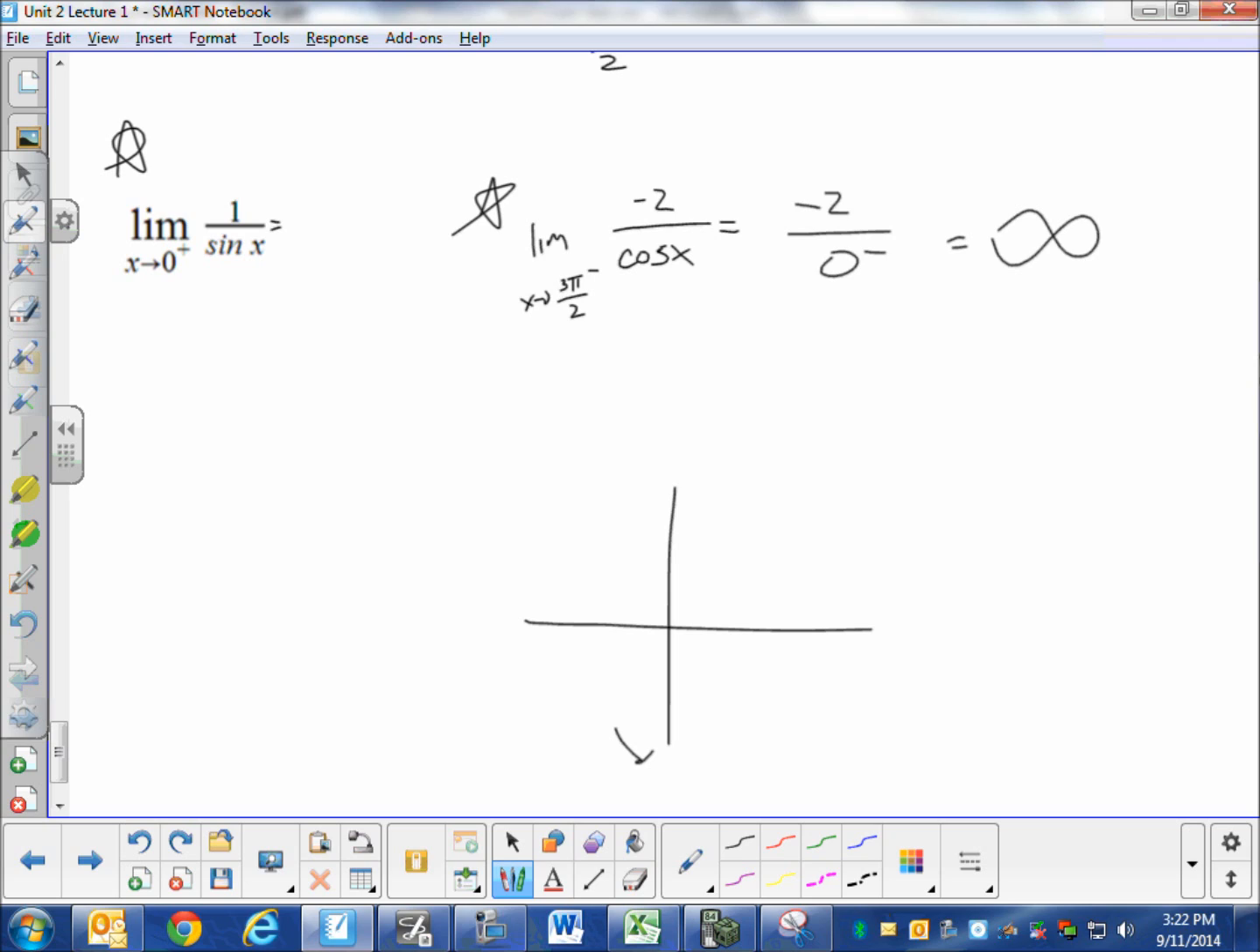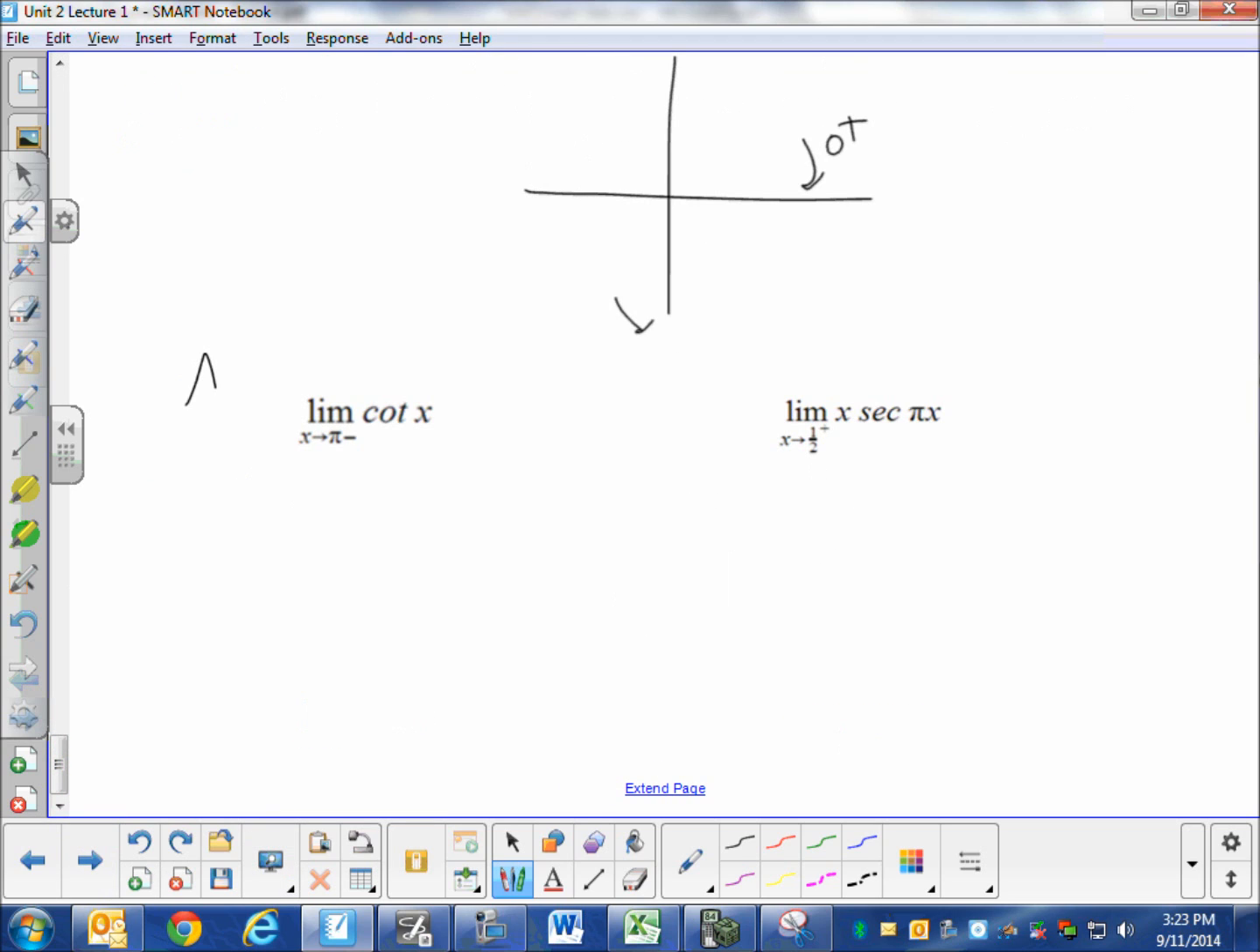Did you get it? No? It's all about where 0 from the right is. Where's 0 from the right? It's positive because 0 from the right is here. Coming from pi over 2, bigger values to smaller values, that is positive. This will be 0 plus, this will be positive. Okay? Tricky.